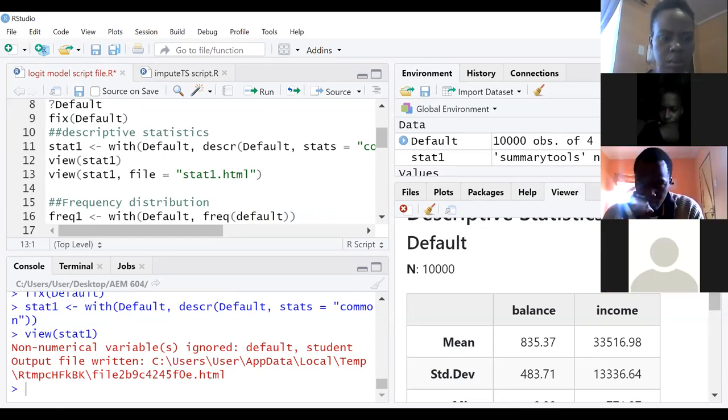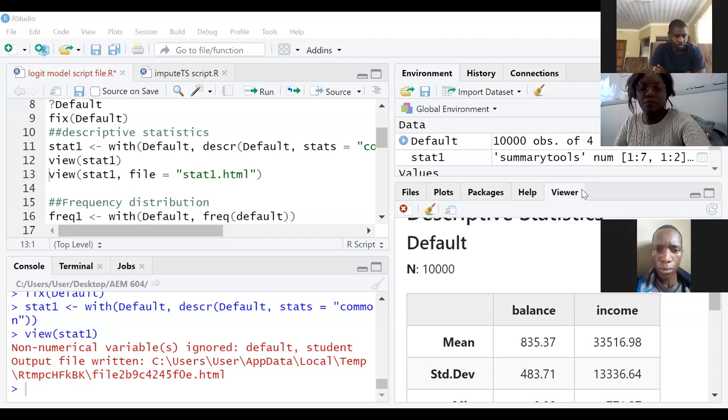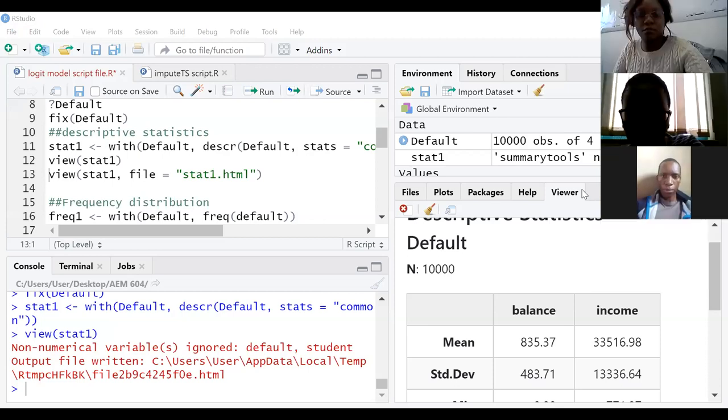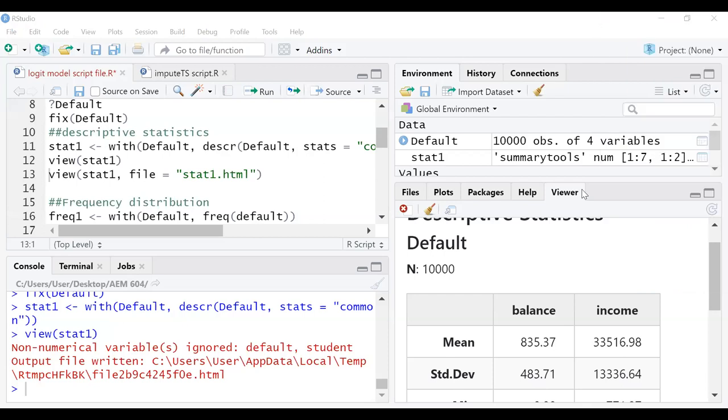No, I want to hide. I want to see whether I can hide so that we can see clearly. No, not removing. I just want to minimize, but it's not. Yeah, good. I hope we can see now.